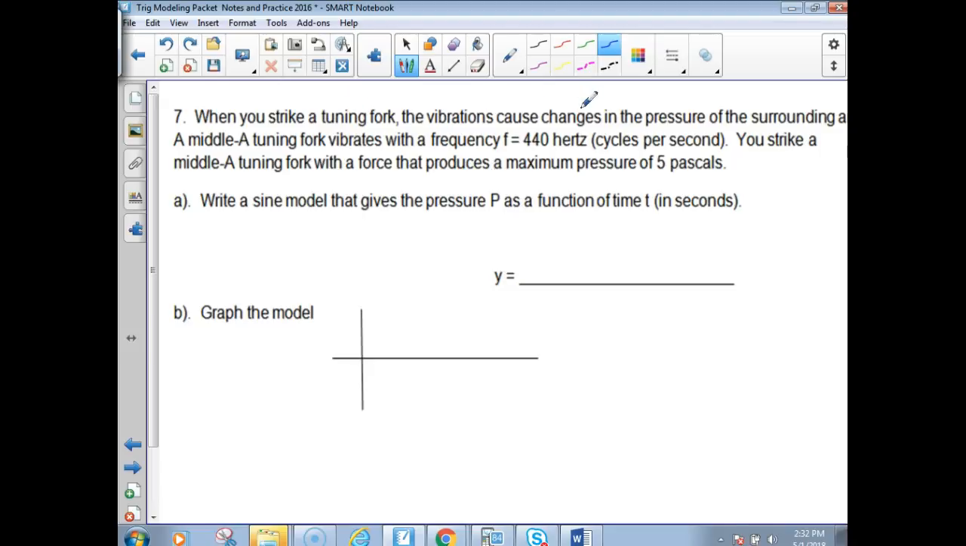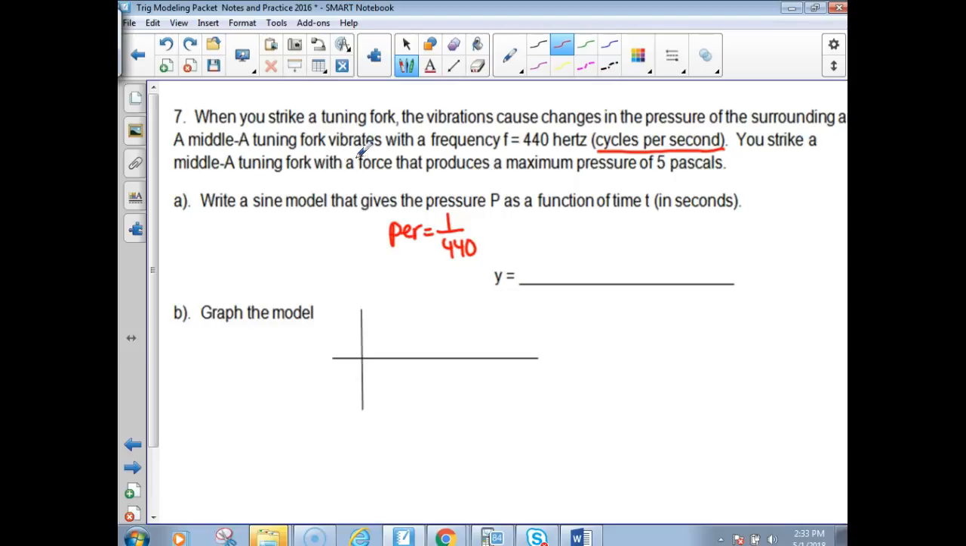When you strike a tuning fork, the vibrations cause changes in the pressure of the surrounding, what's it say after that? Air, is what I thought. Okay. All right. A middle A tuning fork vibrates with a frequency of 440 cycles per second. What's our period? 1 cycle would be 1/440th. Okay. How many times it happens? And this is in seconds.